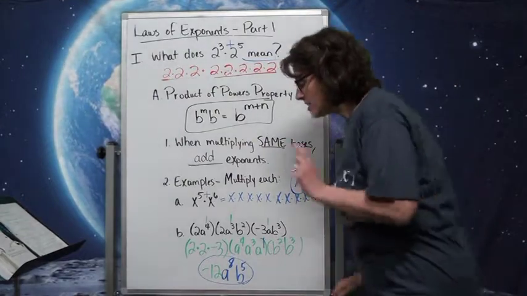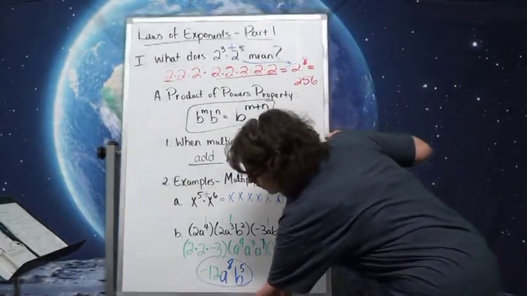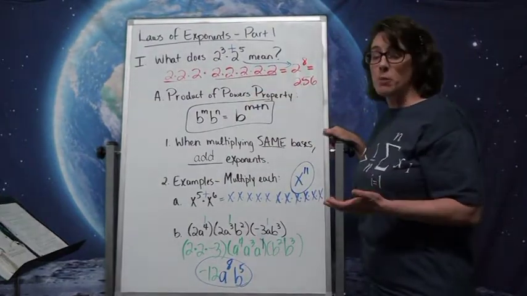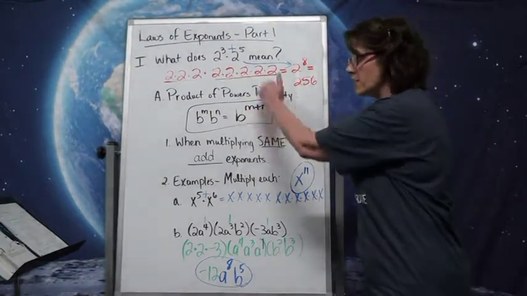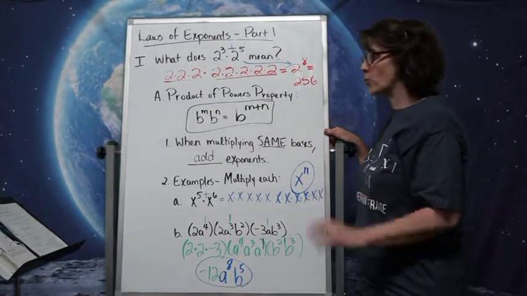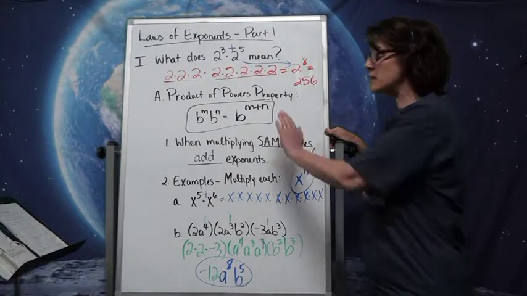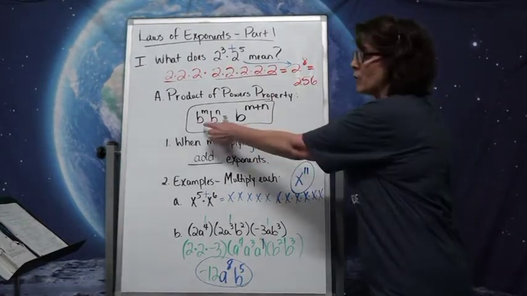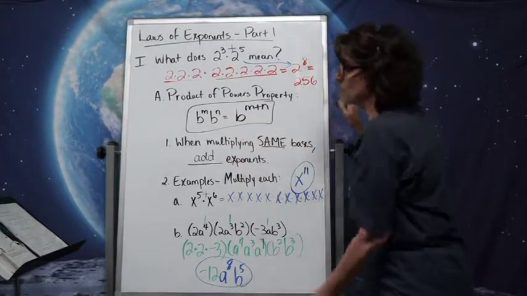So now, let's take a look at another of our laws of exponents. This is our product of powers property. And in other books, other teachers might call it a different name. Some will call it a law, like product of powers law or rule or whatever. But essentially what it amounts to is, when I'm multiplying the same base, I add up those exponents.